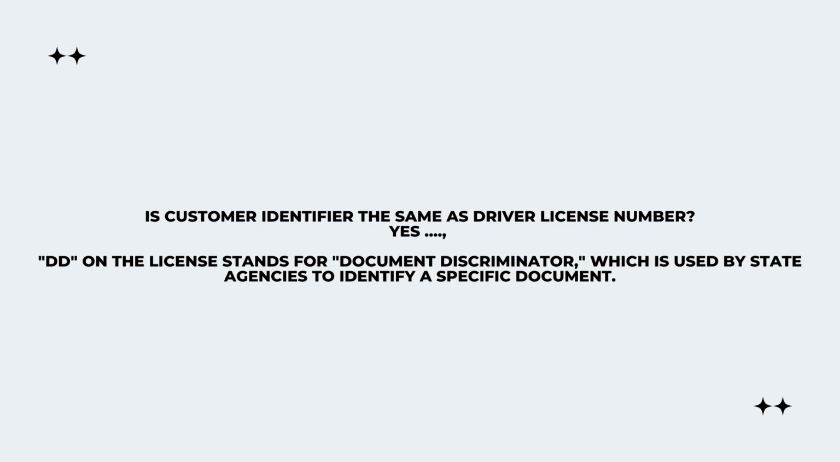Is customer identifier the same as driver license number? And the answer to that is yes. The double D on the license stands for document discriminator, which is used by state agencies to identify a specific document.